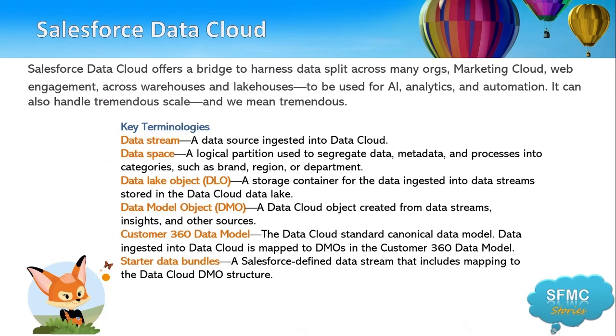Then data model object, data cloud object created from data streams, insights, and other sources. That is data model object, which is created based on the mapping. You are going to bring some mapping within data cloud to the standard model. And that standard model is nothing but customer 360 data model, which you can see in the next line. That customer 360 data model acts like a standard data model. To bring that unification, this is one major step. Like, you are going to connect your source data into this particular standard model, and based on that, it is going to bring some individual profiles.